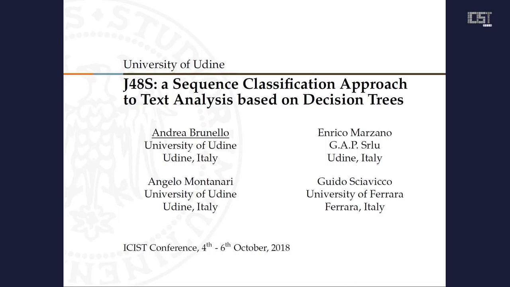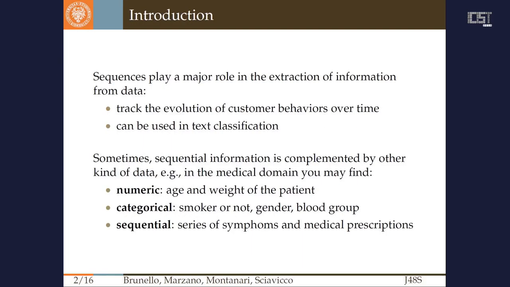Good morning, my name is Andrea Brunello and I'm a PhD student at the University of Udine in Italy. In this talk I'm going to present J48S, a novel decision tree algorithm capable of also using sequences to get to a final classification, as for example in the case of textual data.